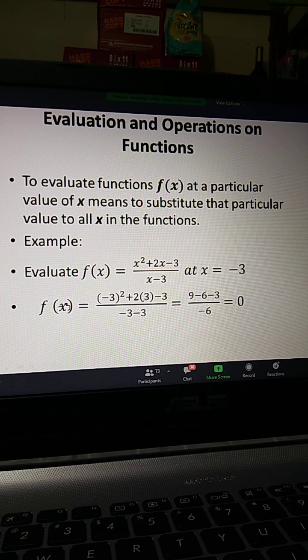The value of x is negative 3. So f at negative 3, okay, substitute all x with negative 3 and then execute the operation. And we found out f of negative 3 is 0. Okay, next.